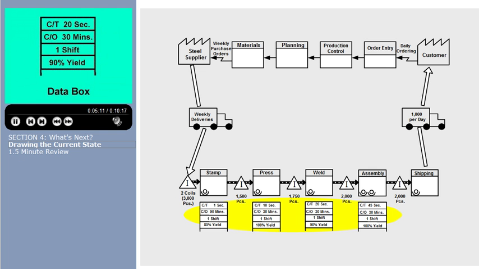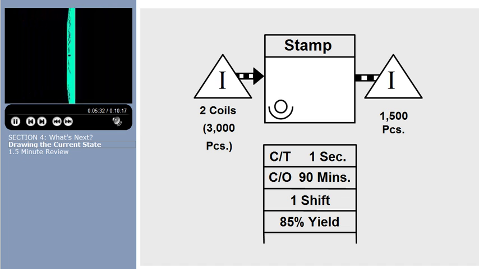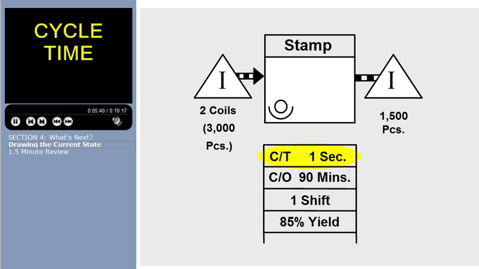Data boxes are used below each of the operations to record information concerning a manufacturing process, department, customer, etc. The next step in our case study is to gather the data for each of the operations. We want to include as much meaningful information as we can find in these data boxes. Let's focus in on the data box for the stamp operation. Cycle time specifies how frequently an item or product is completed by a process, as timed by direct observation. It also means the time it takes an operator to go through all of his or her work elements before repeating them.